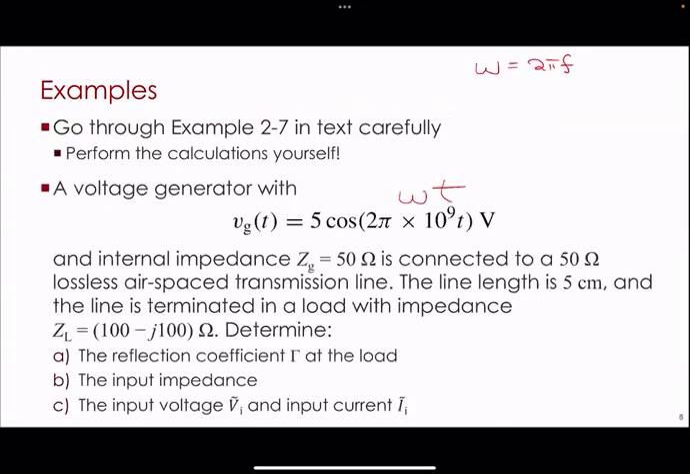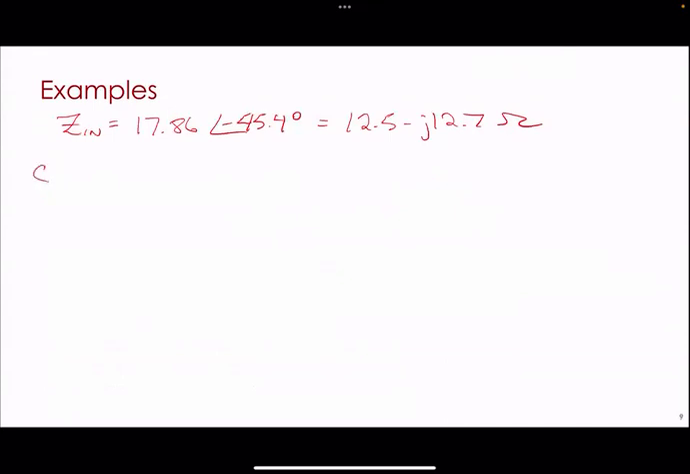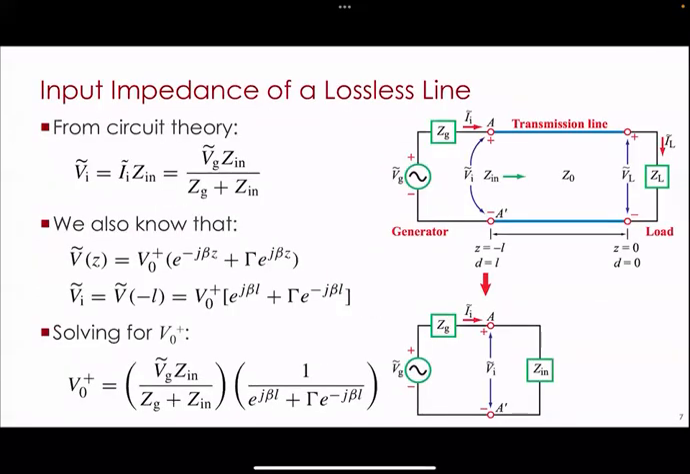And now we want to do the rest of the problem. C, the input voltage VI and input current II. So that's B, and now we're on C. Okay, we want the input voltage VI. So we have that up here at the top left. And the first thing when you see something like that, you want to make sure you understand what it's asking for. So VI, you can see it's defined here as the input voltage right where you connect the transmission line to the source. So we want to get the voltage right across there.